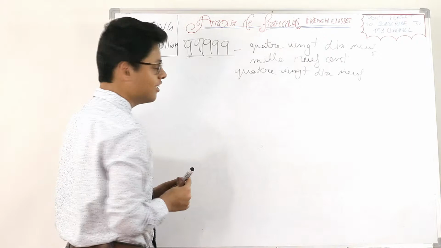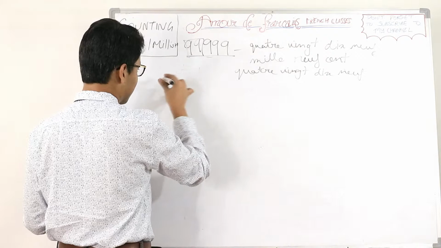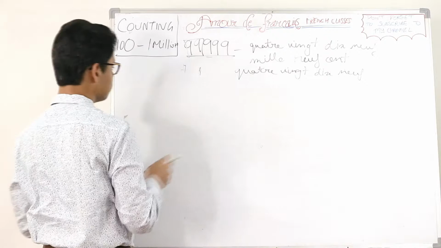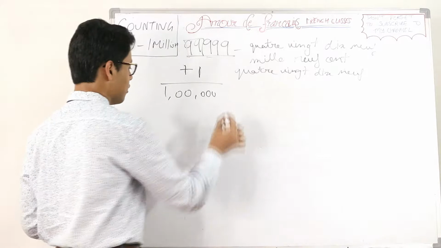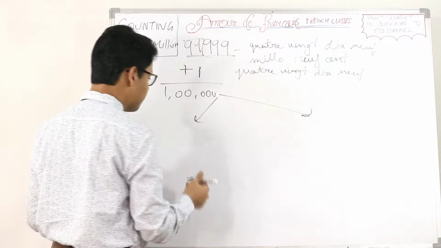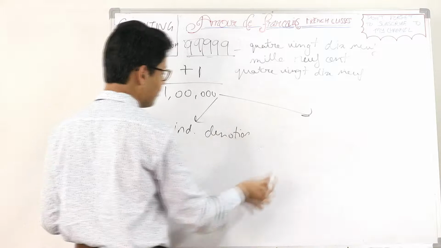Now if we add plus 1, 1 is added here. 1 lakh. Now, will it be 1 lakh or 100,000? From here, number notation gets divided into the Indian notation and the international notation.